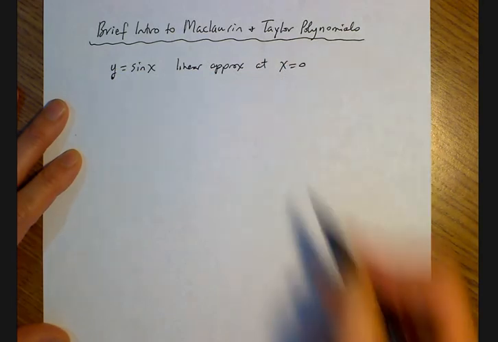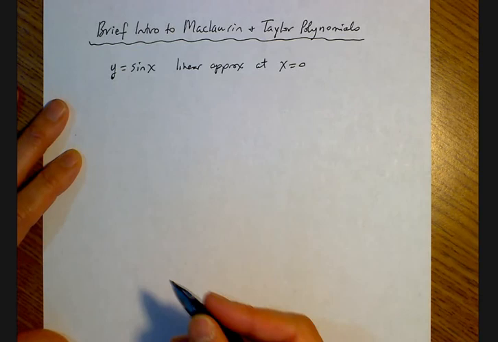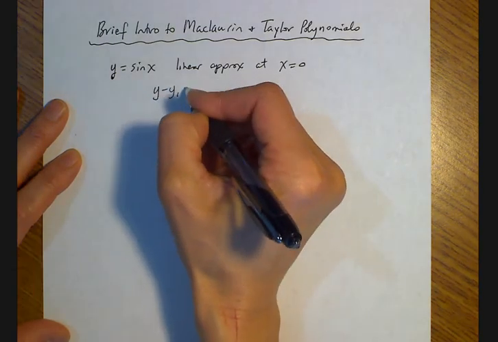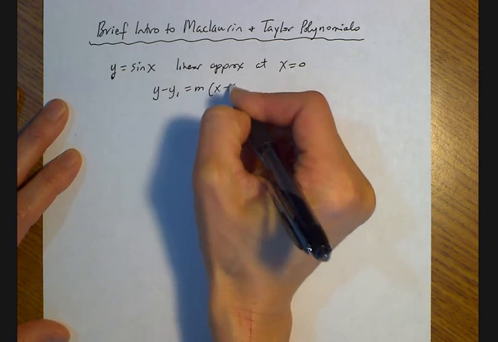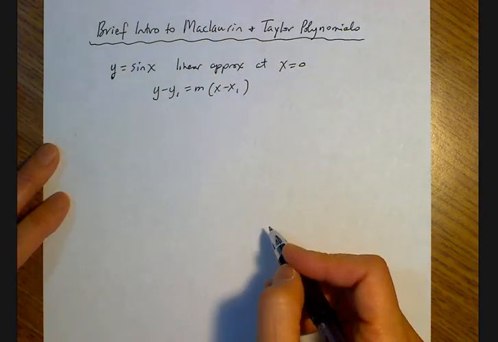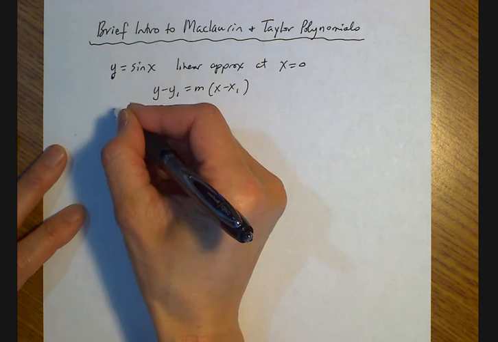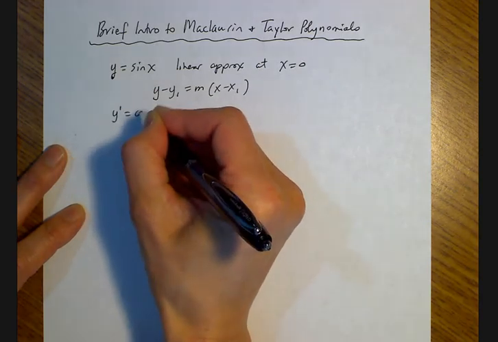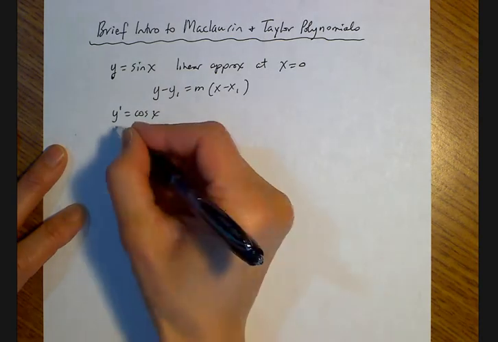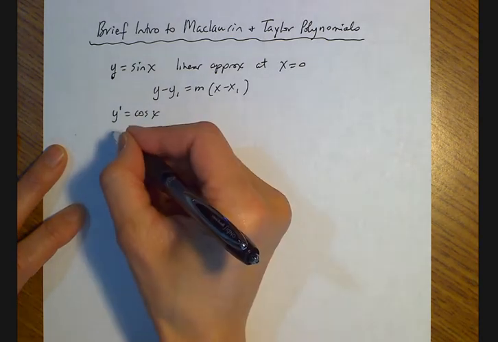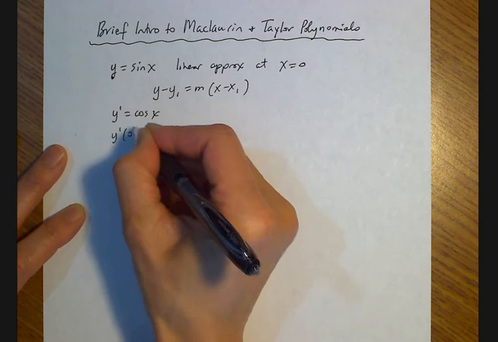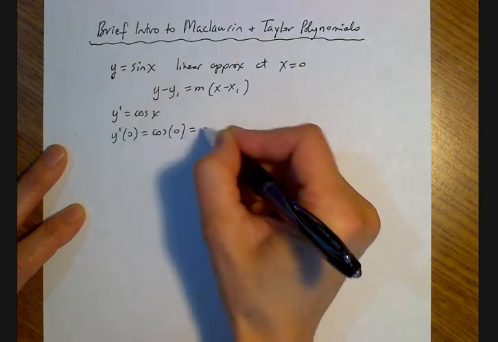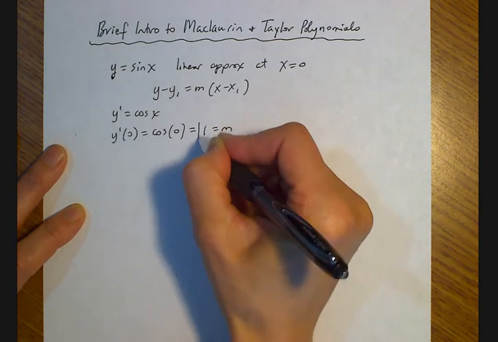All right, so if you remember the procedure on this, I want to get it of the form y minus y1 is equal to m quantity x minus x1. So I need to first of all find my slope, which means that I have to take the derivative of y. So y prime is equal to cosine of x. And then I'll figure out what the slope is at 0. So y prime of 0 is equal to the cosine of 0, which is equal to 1. So my slope is equal to 1.